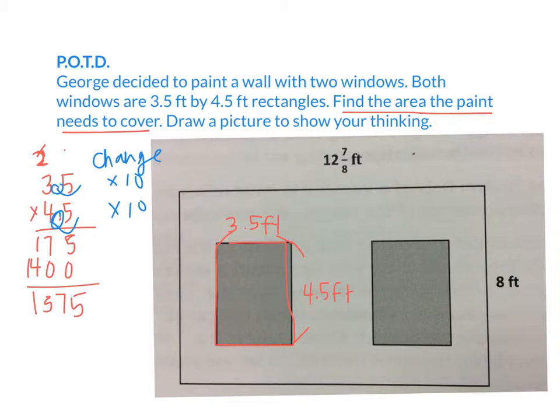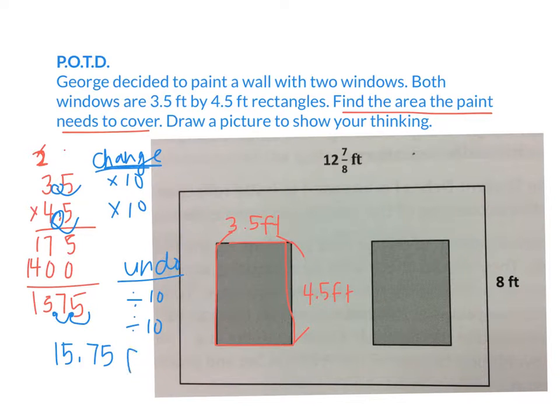But because I had the change up there, what do I need to do? Undo. What was my first change? So what's my first undo? Okay, which makes it 157 and 5/10. But I have a second change up there, which is times 10. So what do I have to do again? Okay, so I move the decimal point one more time. So my final answer is 15.75. Is that my final answer to the problem?